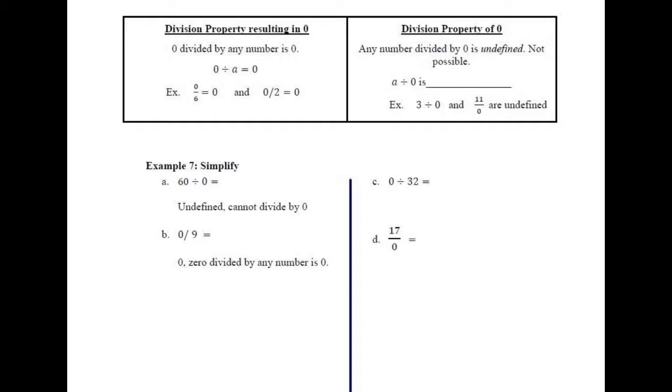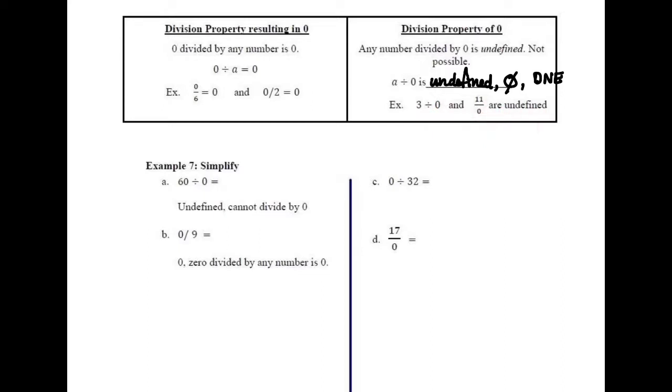You've got a few options. You could write undefined. That's kind of a long word though. You could use a circle with a line through it, which means no solution. It doesn't have an answer. Or Canvas and Lumen like you to write DNE for does not exist. So if 0 comes second or on the bottom, it's undefined.